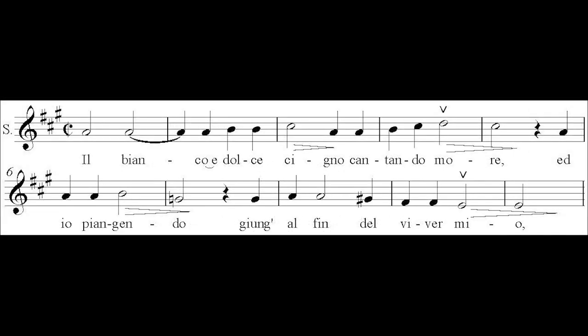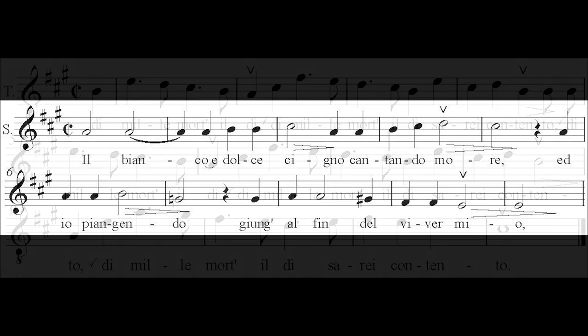Here is the opening soprano line with markings for emphasis and de-emphasis. The line is very much constructed, like the opening of Palestrina's Sicut Cervus and Hassler's Dixit Maria, with melodic contour matching that of the natural declamation of text, Il bianco e dolce cigno cantando more.